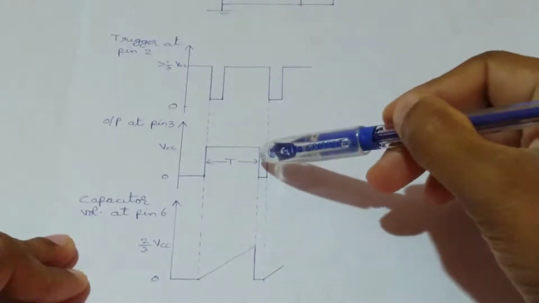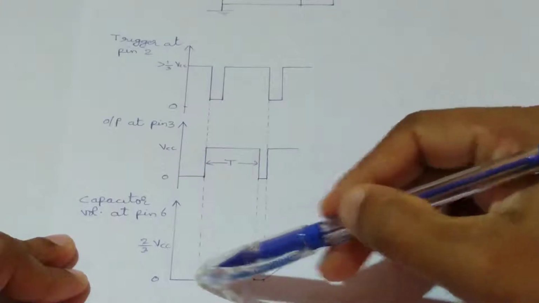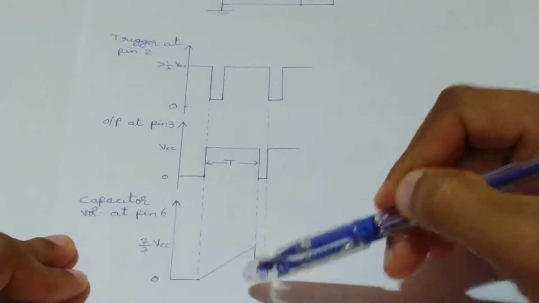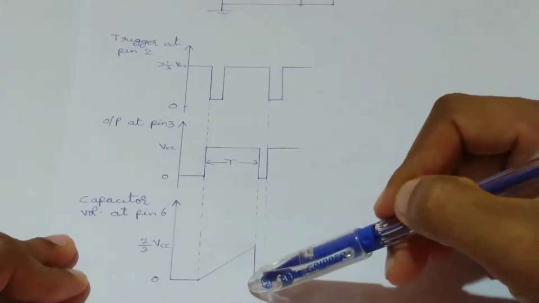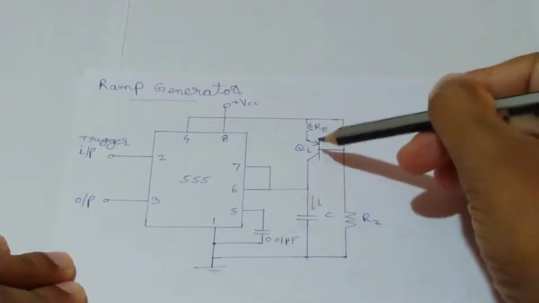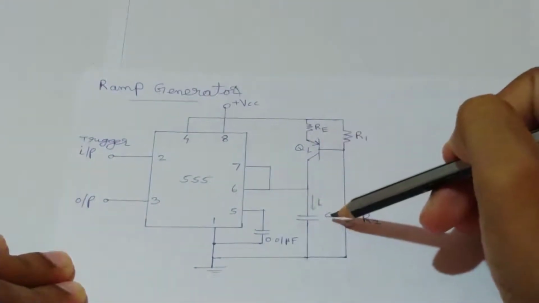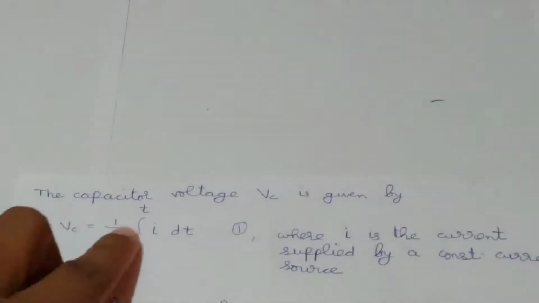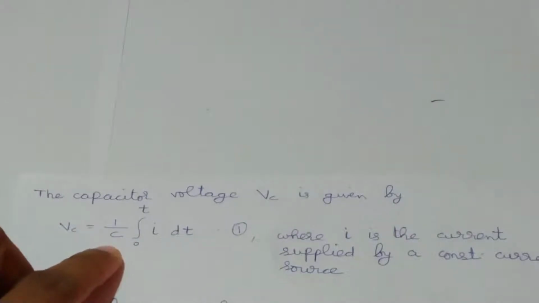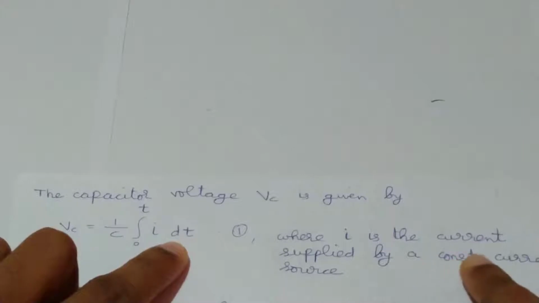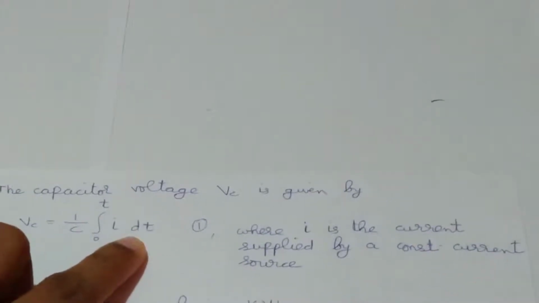Let's now derive an equation for the time period T, and also let's check whether the current used to charge the capacitor is constant or not. Let I be the constant current supplied by the constant current source to charge this capacitor C. Then the voltage across this capacitor C can be given by Vc equals 1/C integral from 0 to t of I dt, where I is the current supplied by the constant current source.